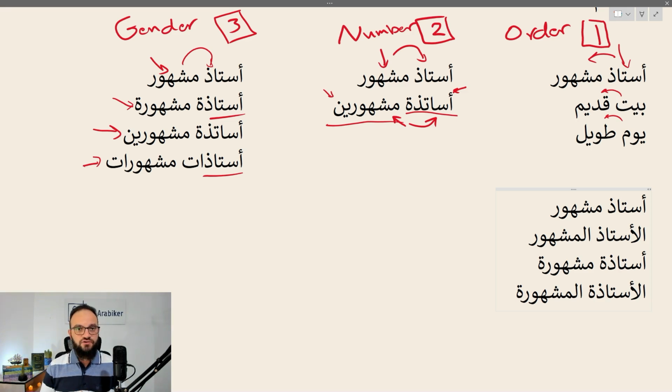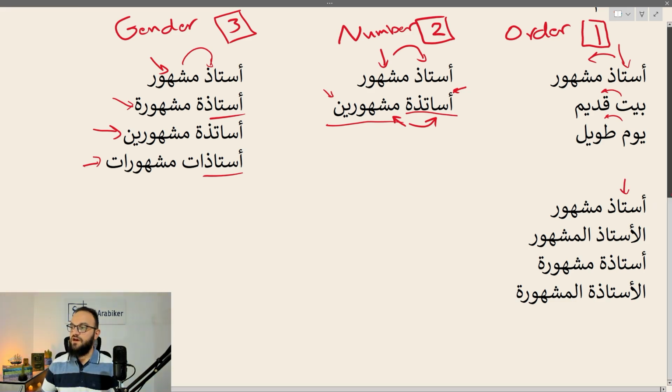You might have noticed that the adjective must match the definiteness of the noun. So if the noun is indefinite, the adjective must be indefinite. And if the noun is definite, remember this definite article, we talked about it in a previous video about definiteness in Arabic, definite nouns and indefinite nouns. So again, if the noun is definite, then the adjective that modifies it must be definite as well.